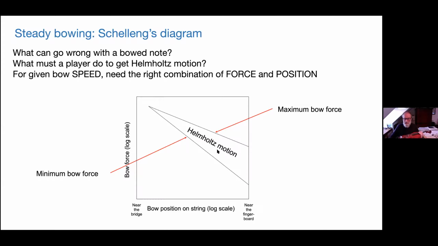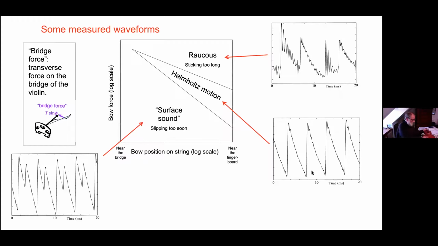And in that diagram, there's this wedge-shaped region where you can get Helmholtz's motion. If you press too hard, you go above a limit, the maximum bow force. If you don't press hard enough, you go underneath something called the minimum bow force. To see what those mean, we need to see some data.